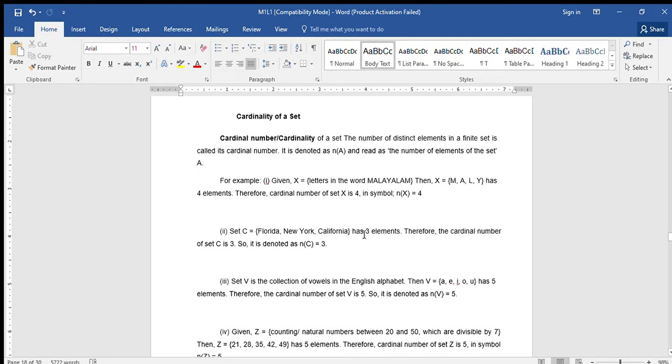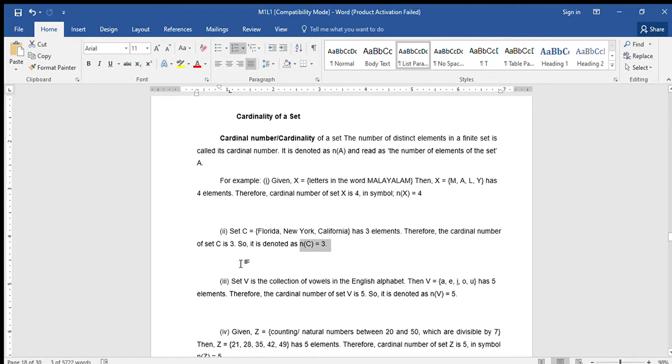And unsay tawag ni 3 diha? Unsay tawag ni 3? Starts with letter C. Okay, that's cardinal number. So, ato pagkasuyat ana kaingani. N, and then the set C is equal to 3. That means that our cardinal number for set C is equal to 3.